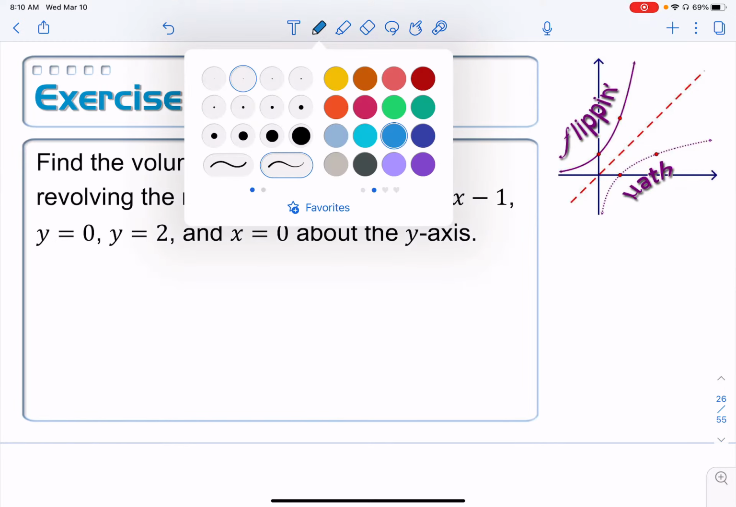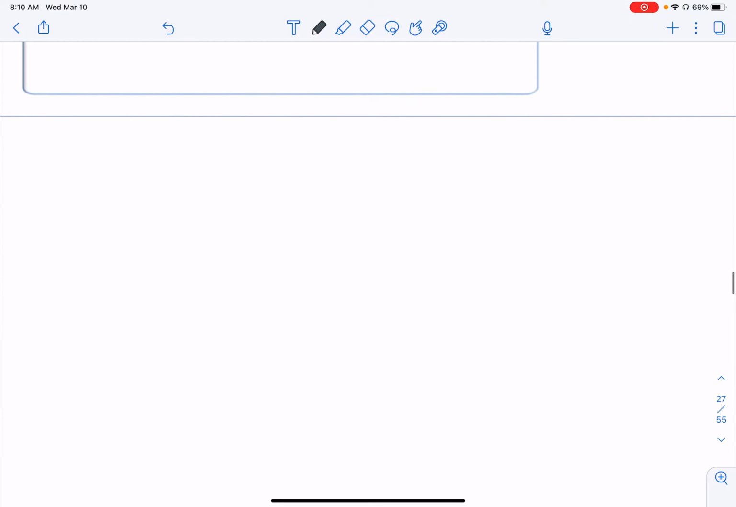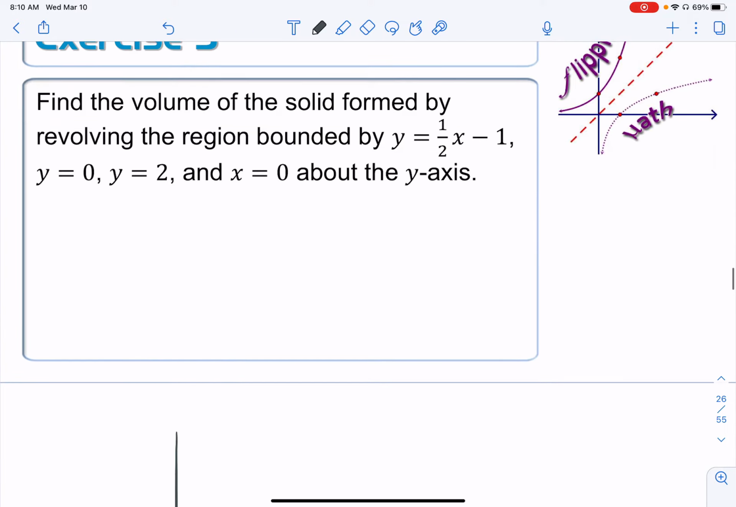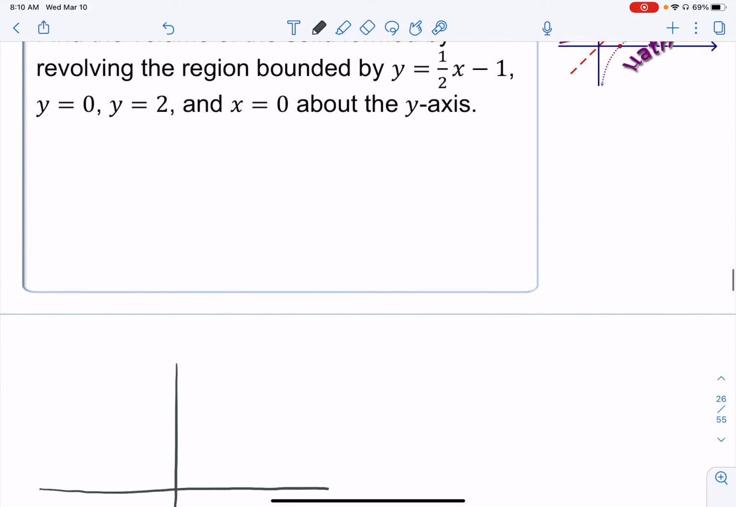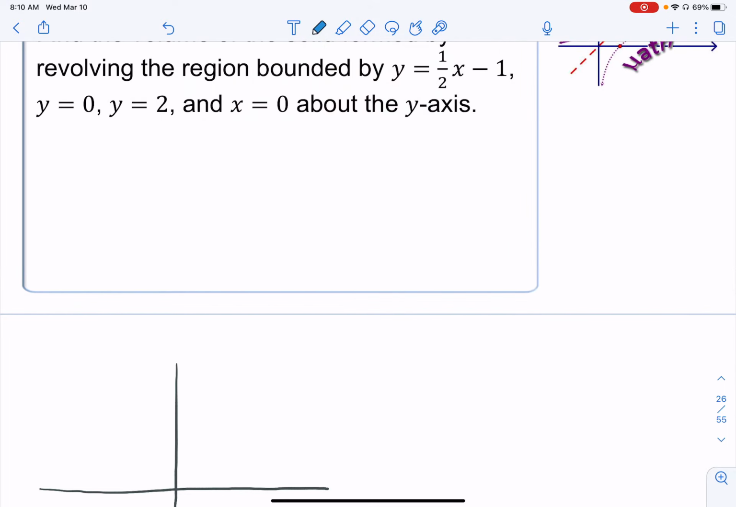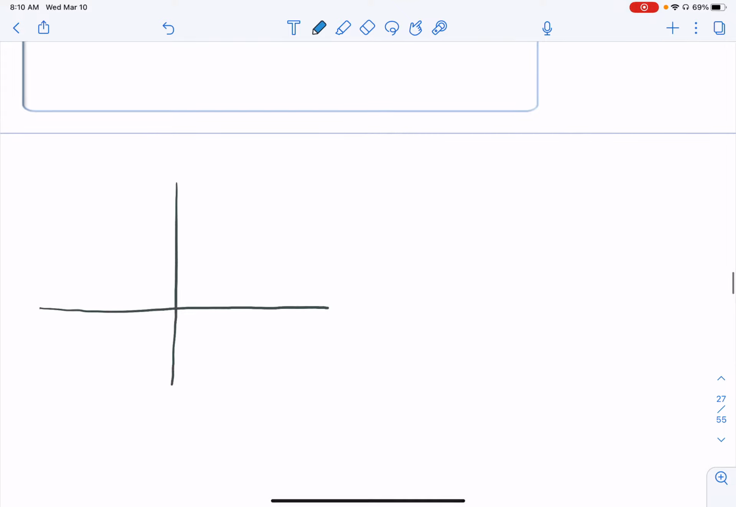So we'll start as we've done before with a picture. Okay, all right, so we're going to go around the y-axis. So I need something kind of roughly cylindrical. And then our function here is 1/2 x minus 1. Minus 1, I'm going to say that that's about right there. So it'd be up 1 over 2. So here's our line.